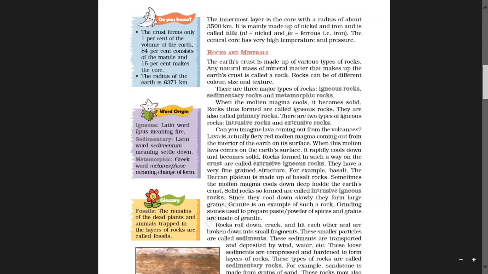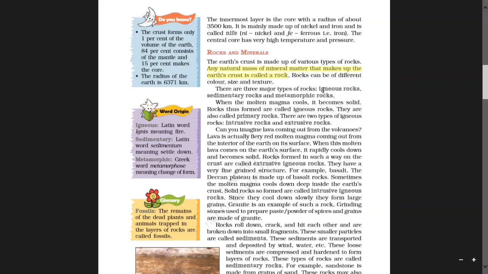Then rocks and minerals. The earth's crust is made up of various types of rocks. Now let us see what is a rock. Any natural mass of mineral matter that makes up the earth's crust is called a rock. If it asks what is a rock, you have to answer it. You just mark it.